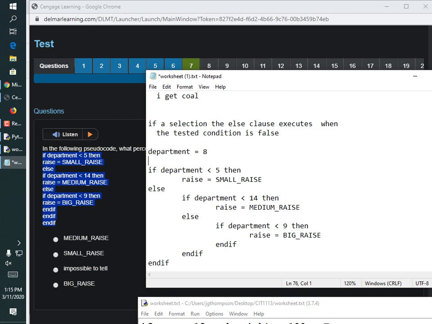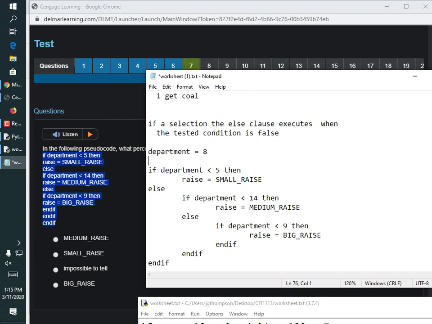Or else, yeah, okay, I'm getting it. So the ranges are 5 to 9, 9 to 14, and 14 and greater. And we'd have to figure out exactly based on less than or equals to. So anyways, 8 is not true, so it jumps in here. If it's less than 14, that is true, so it's medium raise, it skips this else, it doesn't even need to check that one because this one was true. And so it looks to me like it's going to be medium raise.